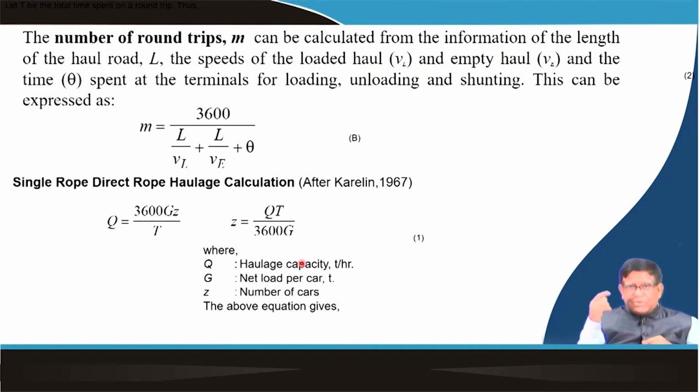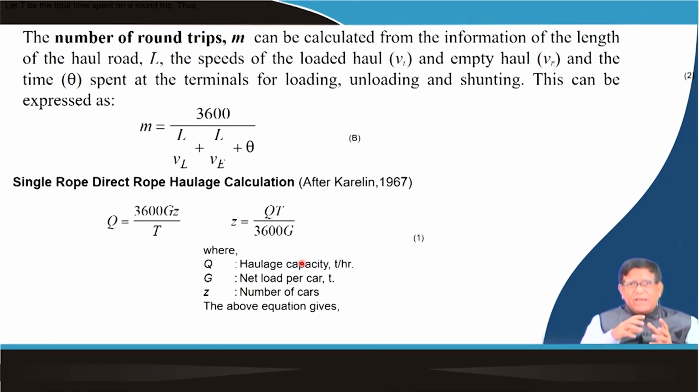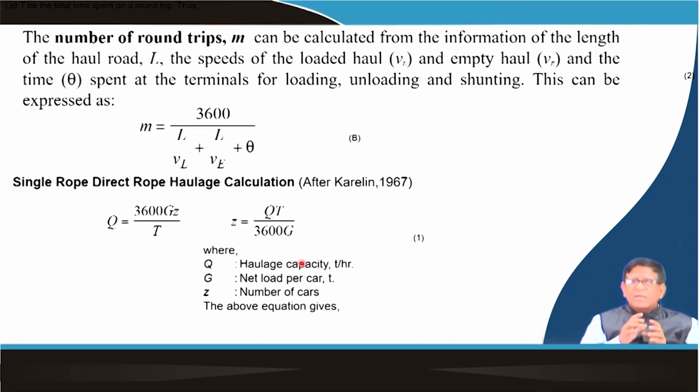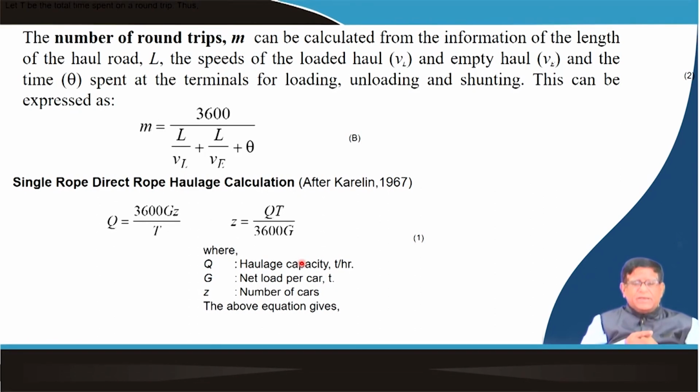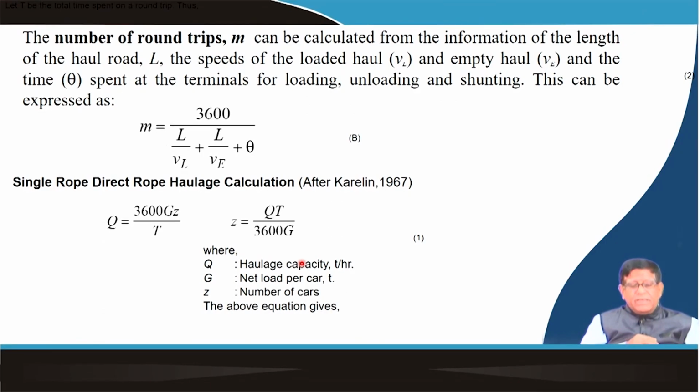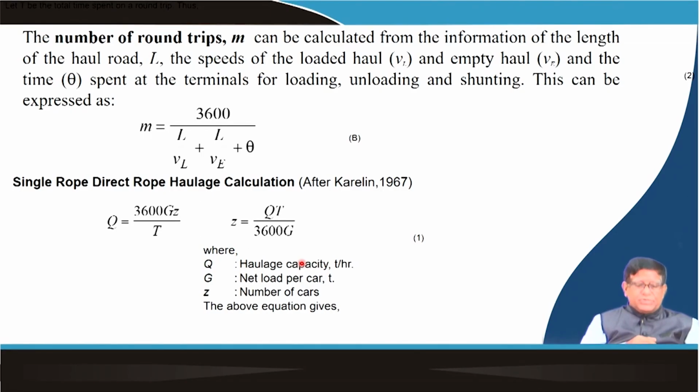So, when you think of productivity, many developments can come there, such as how a semi-mechanized system could be made, so that this could be faster. The reduction of that theta was the most important thing. As you can see in that equation, per hour, you are finding the total time as L by VL plus L by VE plus theta. If you can reduce it, your M can be increased.